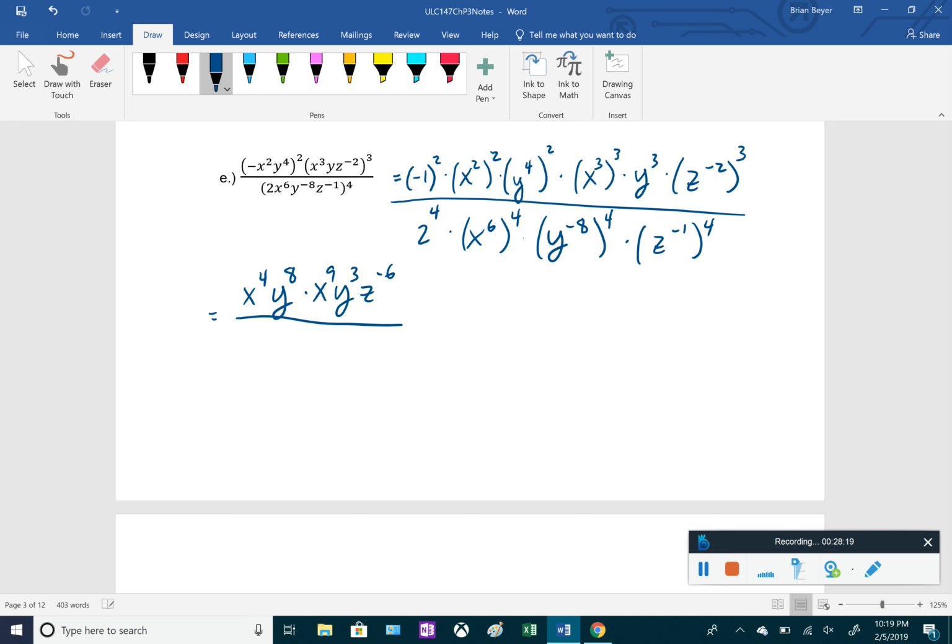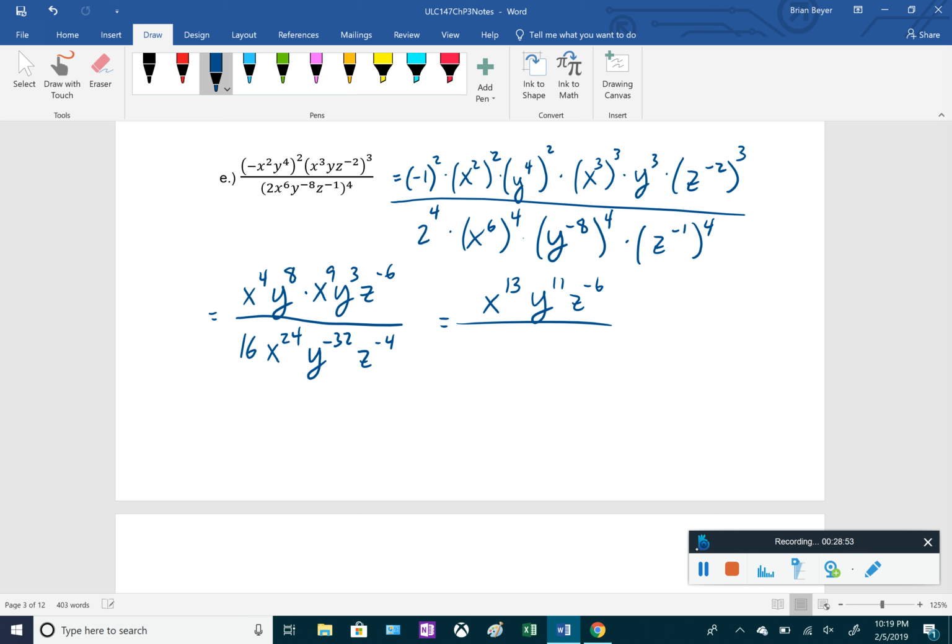Okay, that denominator, 2 to the 4th is 16. X to the 6 to the 4th, that's x to the 24. Y to the negative 32, z to the negative 4. Okay, so 2 more steps here. So simplifying that numerator, we have x to the 4th times x to the 9th, we have to add it, that's x to the 13th. Y to the 8th times y cubed, add it, that's y to the 11th, and z to the negative 6.